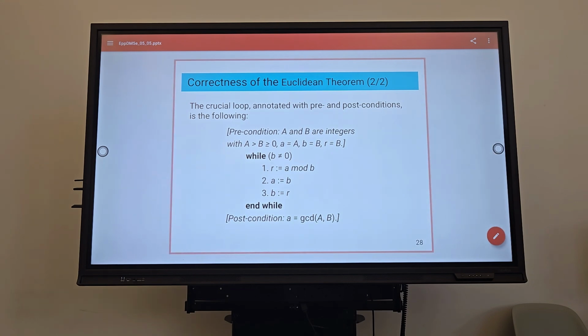The crucial loop with pre and post conditions is the following. While b does not equal 0, r equals a mod b, a equals b, and b equals r. And the post condition is a equals the greatest common divisor of big A and big B.